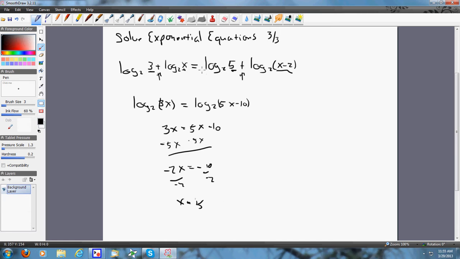And quick inspection, when you do that, this is a positive value and this is a positive value. So that works.